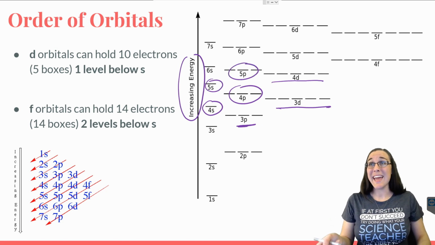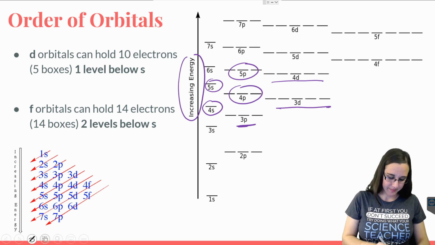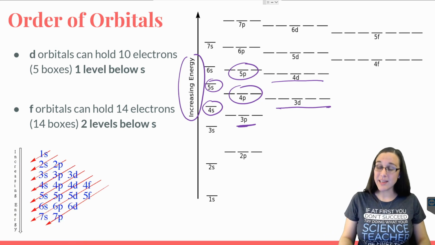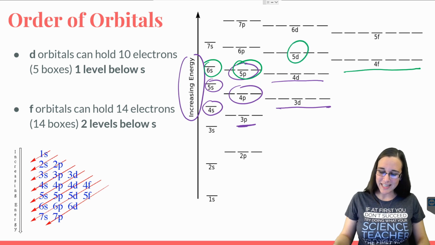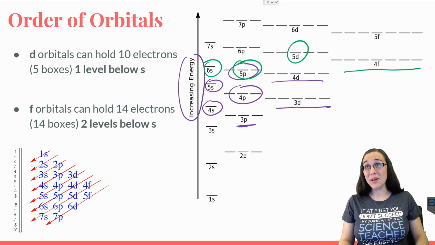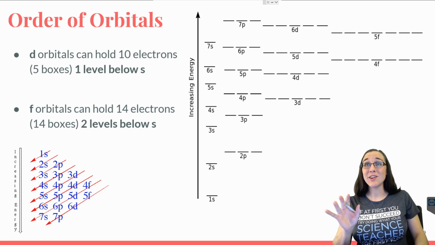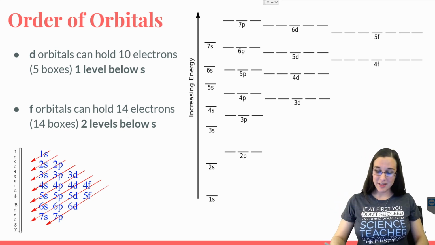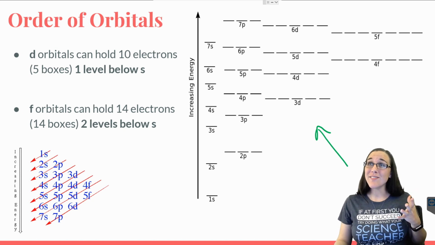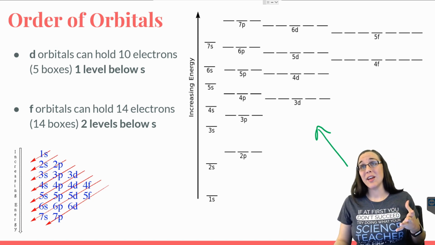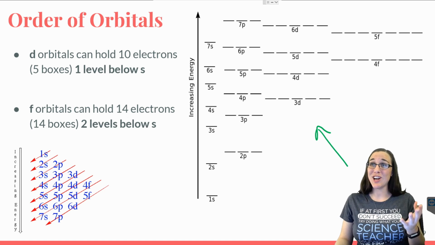Now if we go up to the F, we can see that the 4f is actually sandwiched between your 5p, 6s, and 5d. If anything, I encourage you to copy down this diagram right here that has all of the levels ready for you to go in a format where you can just plug and chug.